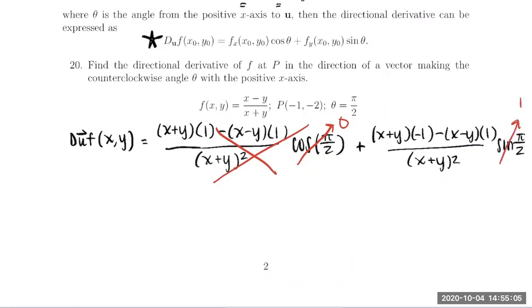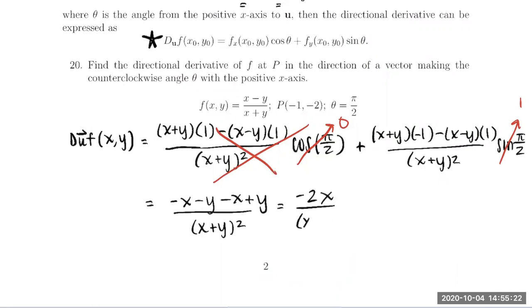And so let's simplify here. I get a negative x minus y minus x plus y all over x plus y squared. And so this whole thing simplifies to a negative 2x over x plus y quantity squared. Now, in our particular case, we would like to evaluate this at -1, -2. So on top, I get a positive 2. On bottom, I have -3 squared, which is 9.